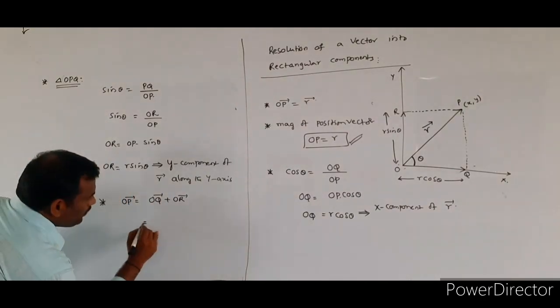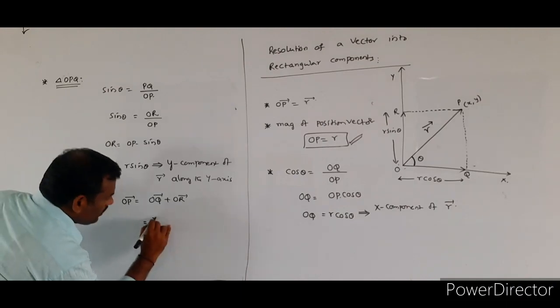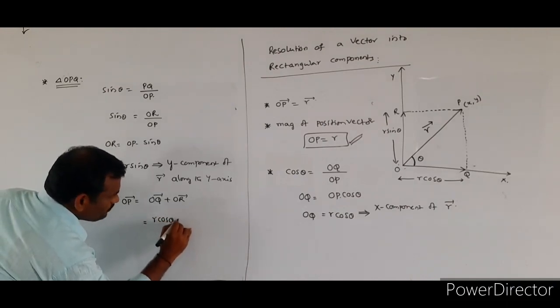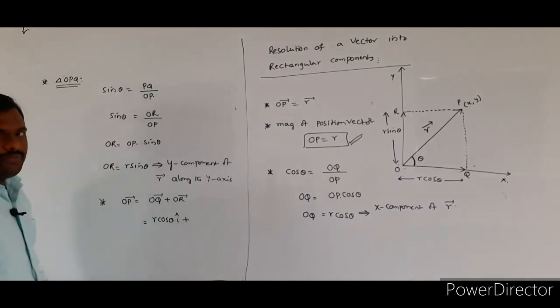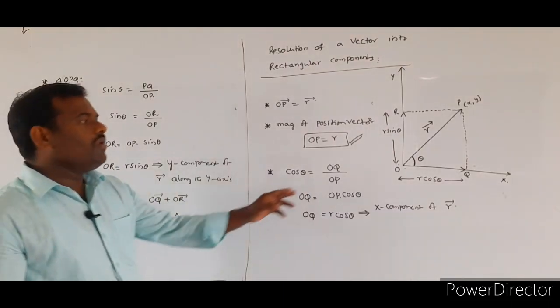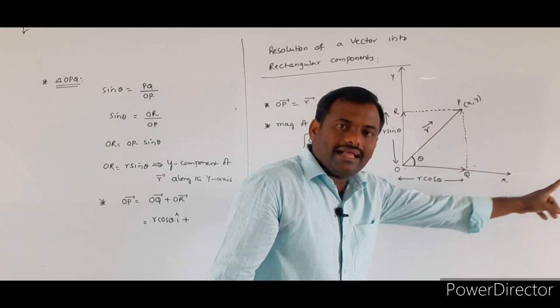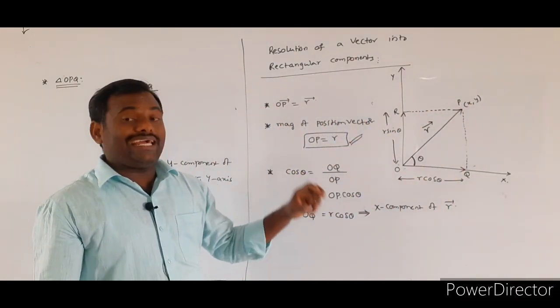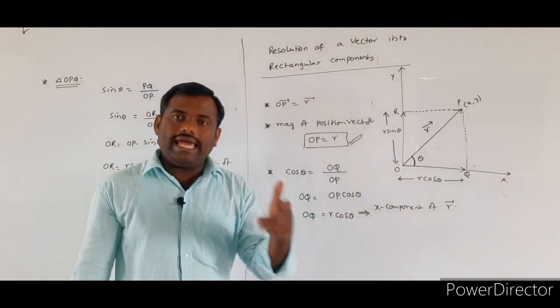What is the OQ bar? OQ magnitude is equal to R cos theta into I cap. Why do we put I cap here? Because OQ bar will be acting along the x axis. To indicate the x direction, we took the I cap.